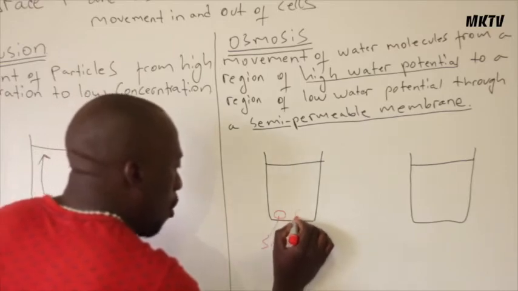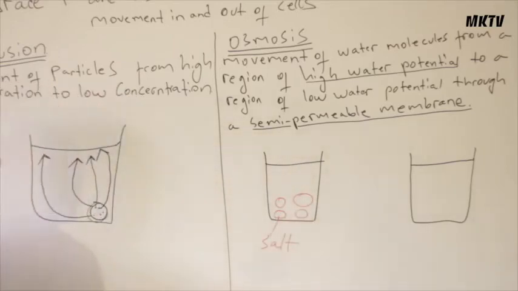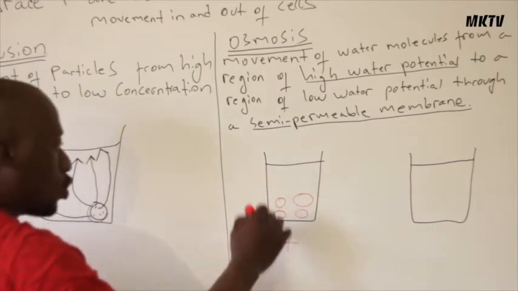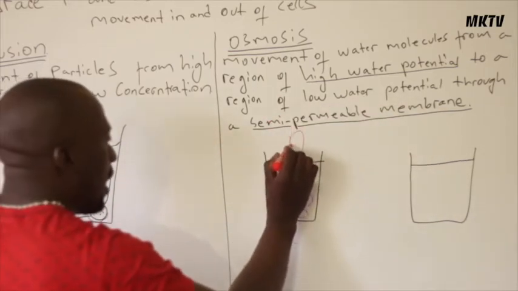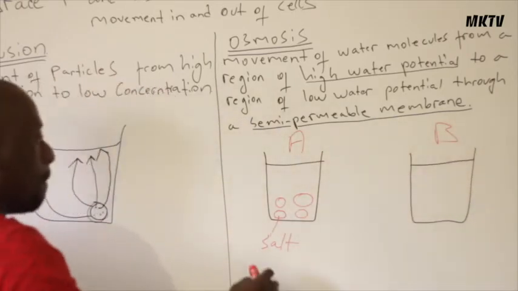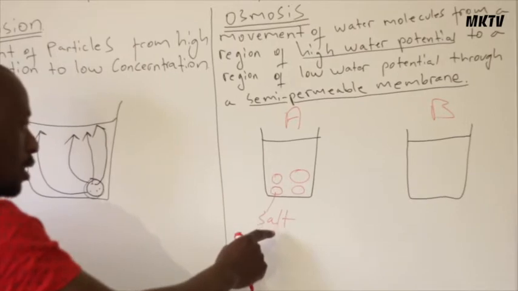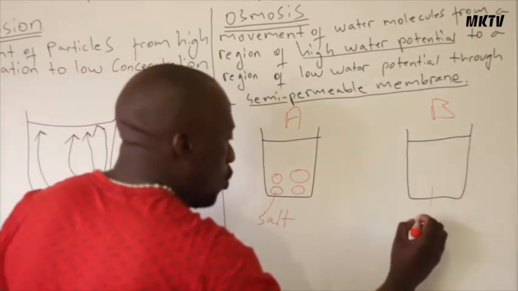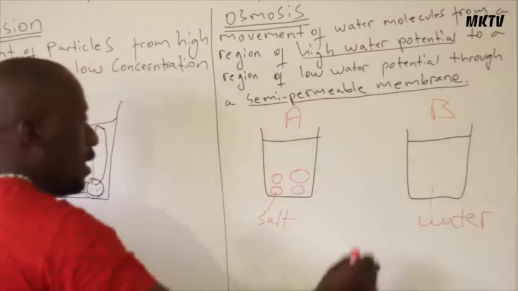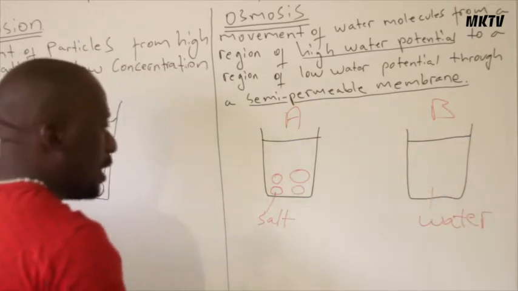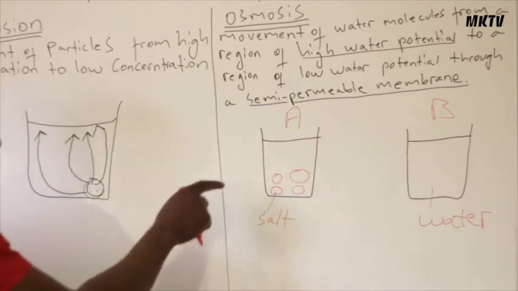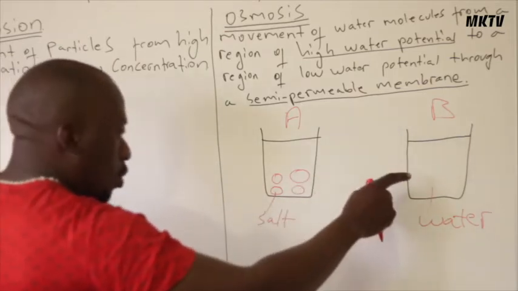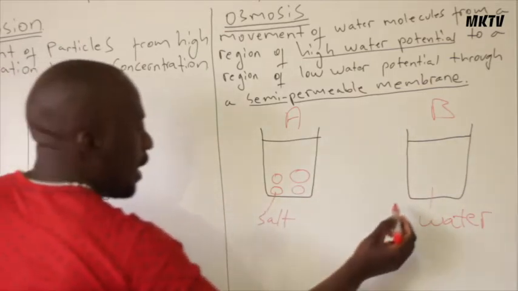If I put more salt and more salt and more salt, it means I am making a concentrated solution. The more I put the salt, the more the water potential is being reduced. Now suppose I have beaker A and beaker B. Beaker A has water and salt, while beaker B is only pure water. So in pure water, I have high water potential. Where salt has been put inside the water, the water potential is lower than in that container.